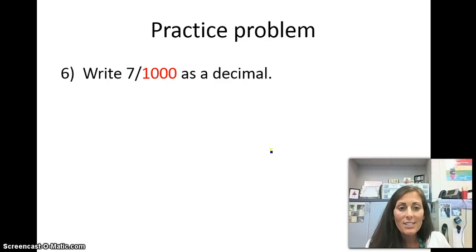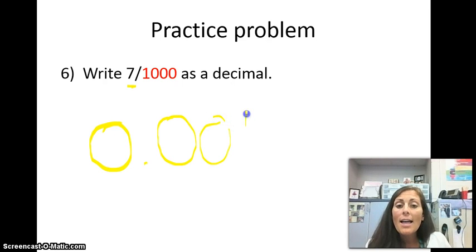Practice problem number 6. Write 7 thousandths as a decimal. Please press pause and solve the problem. In your writer's journal next to number 6, you do not have any whole numbers, so we're going to have a 0 in the ones place, a decimal point. Now, the 7 is going to be in the thousandths place, so you have to have 0 to fill the empty places. So we're going to have a 0 in the tenths place, a 0 in the hundredths place, and then a 7 is going to be in our thousandths place. So now we have 7 thousandths as a decimal.